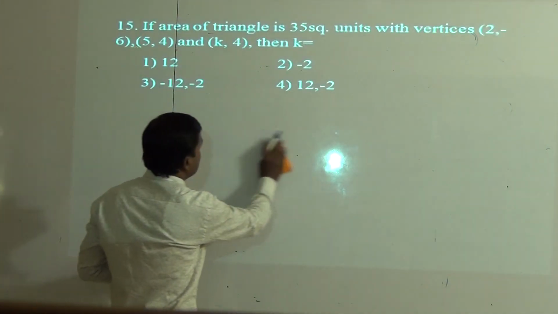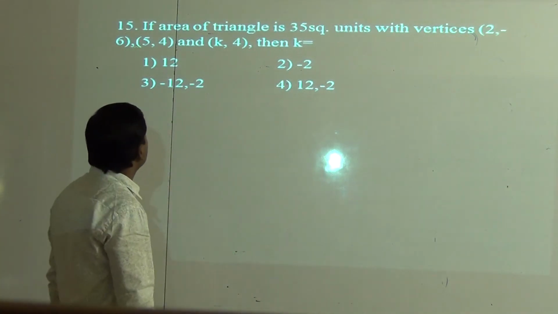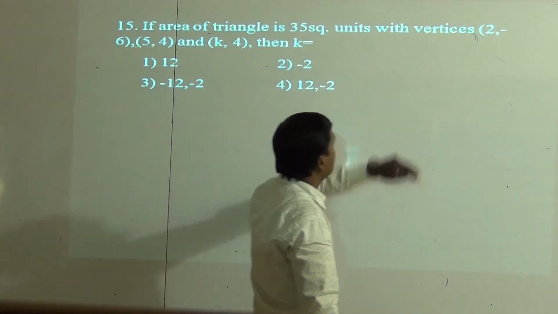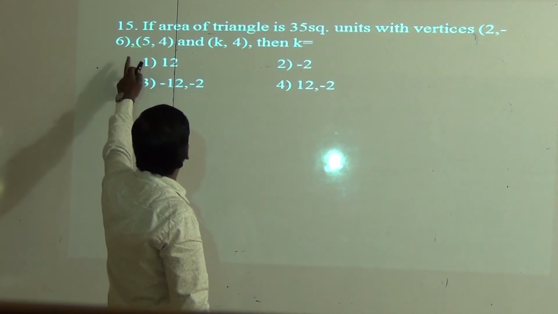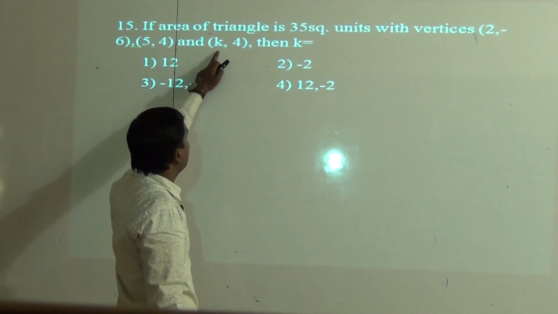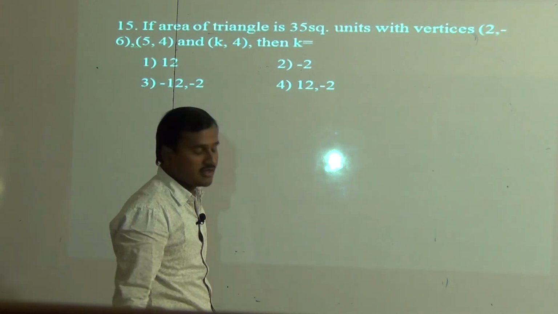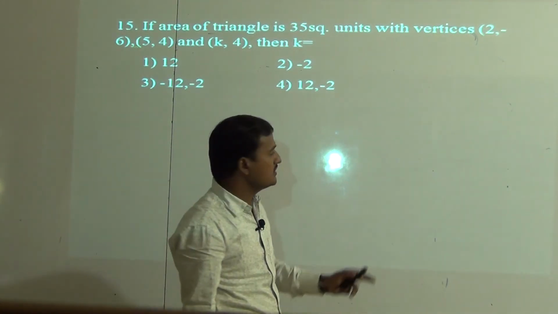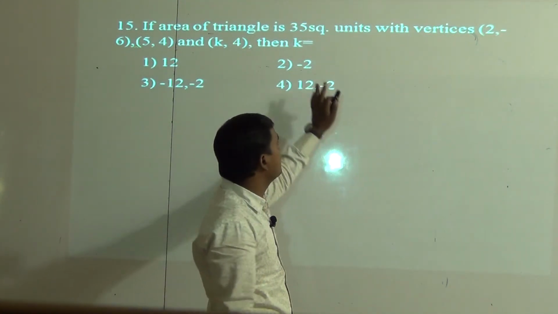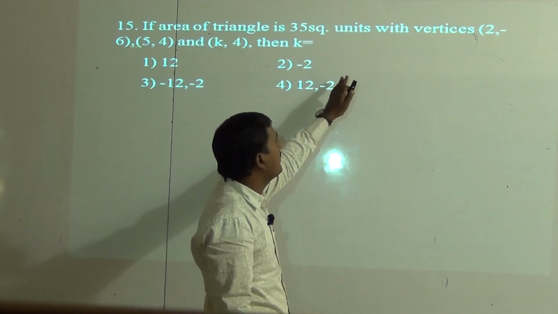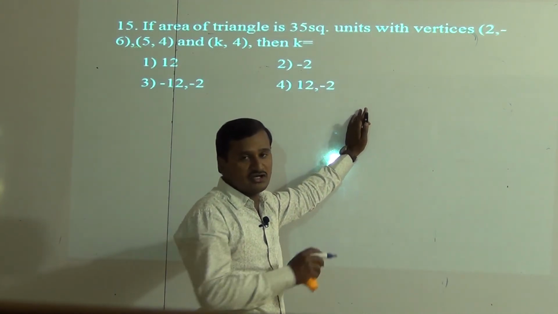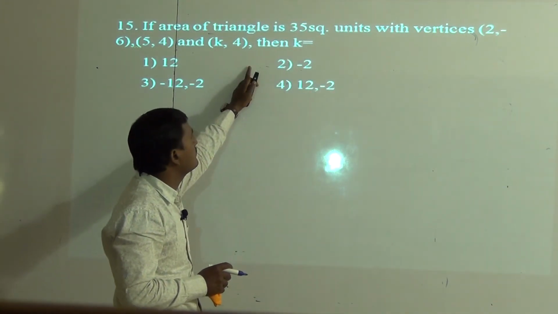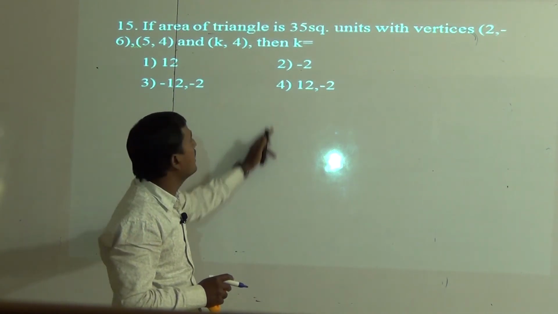Okay, the next question. The area of the triangle is 35 square units with the vertices (2, -6), (5, 4) and (k, 4). Then what is the value of k? Such types of questions we already solved in the regular theory class and in previous videos also. In this question number 1 we solved the same problem, so you have to practice this at home too. I will go for the next question.